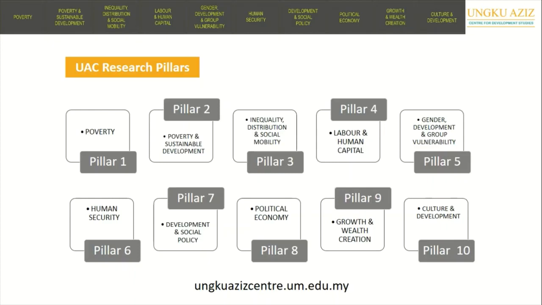As you can see here in the slides before you, we have 10 major pillars in terms of the areas that we have been focusing on at the UAC. Today's focus will be on Pillar 2, Poverty and Sustainable Development. The theme of today's topic is based specifically on the area of banking. We are looking at issues related to growth, poverty eradication, and how the financial sector fits into all this.